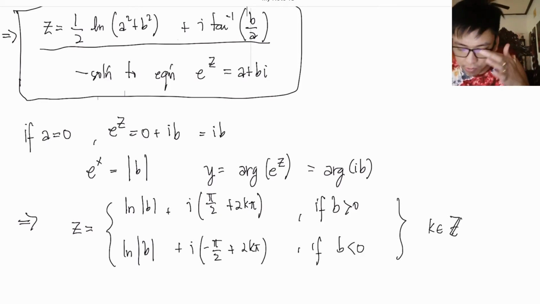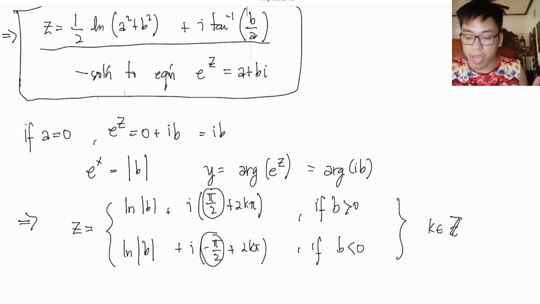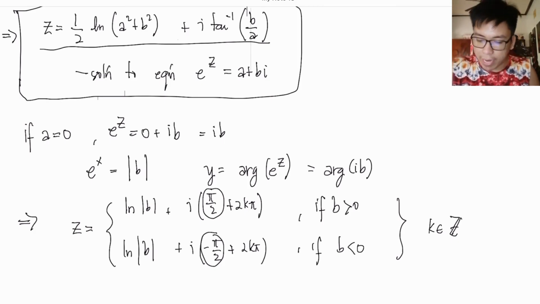Okay, so that means to say that if b is greater than 0, your pi over 2 here is positive. If b is less than 0, your pi over 2 is negative, and everything else is the same. Okay, so we will apply an example now.